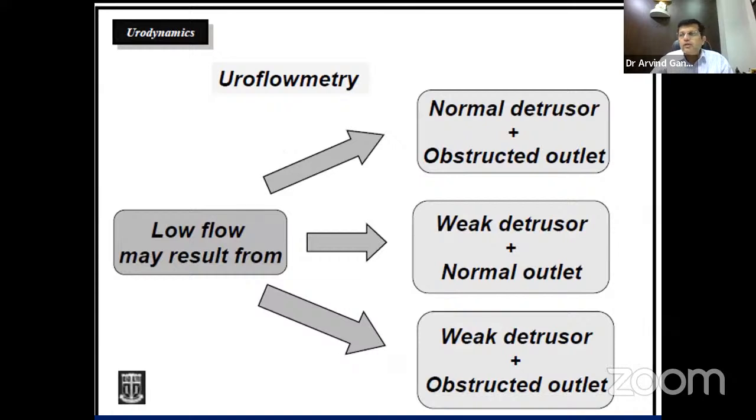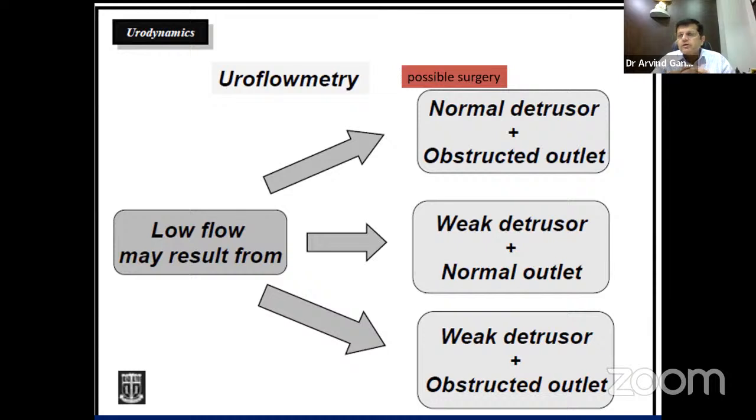Apart from that, it also helps you in treatment decision making. Like you can easily interpret a low flow, that is anything less than 10 ml per second. You will agree that the stricture urethra definition also says that anything less than 10 ml per second is a stricture. So for any low flow, you can have these 3 possibilities.